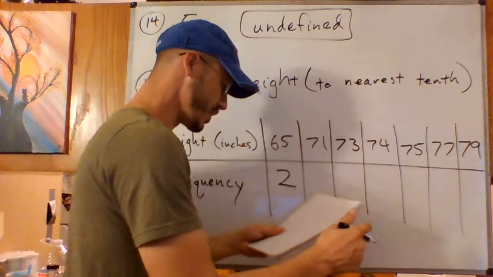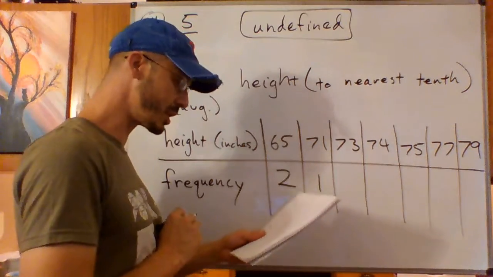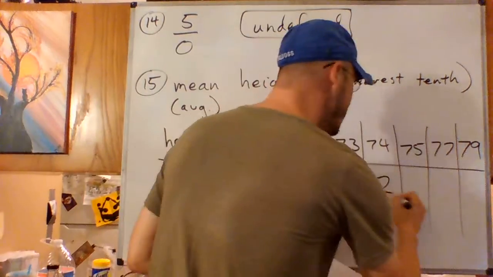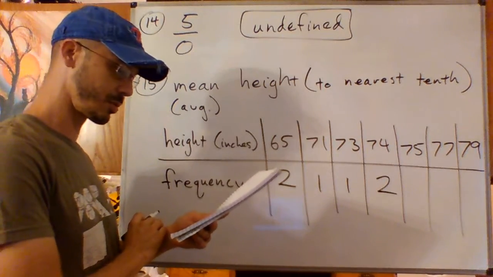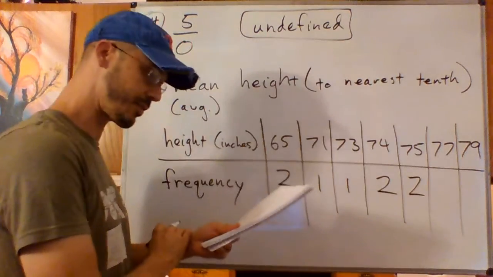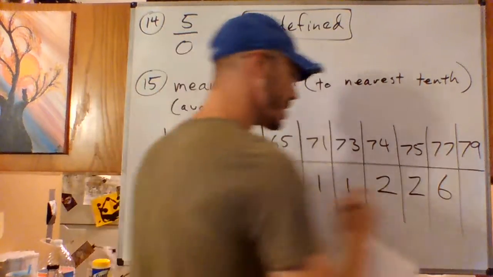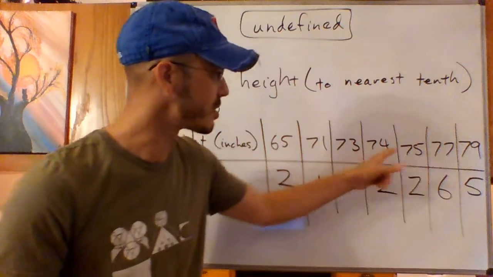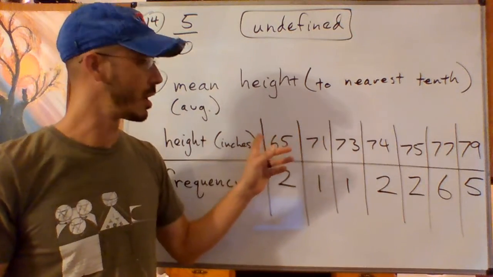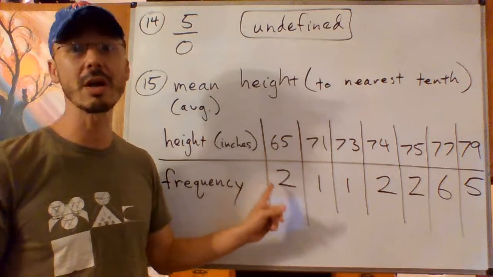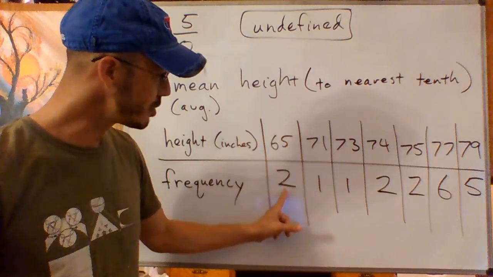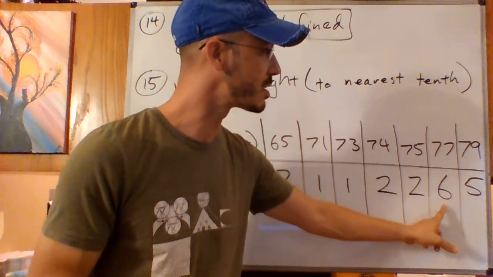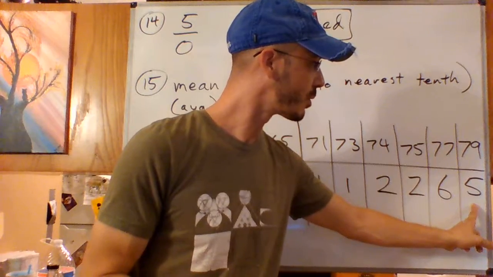65-inch tall persons, one 71-inch, one 73-inch, two 74-inch, two 75-inch, six 77-inch, and five people are 79 inches. So there's 7 different heights in this list, but there's way more than 7 people. There's 2, 3, 4, 6, 7, 8. 8 and 6 is 14. 14 and 5 is 19.